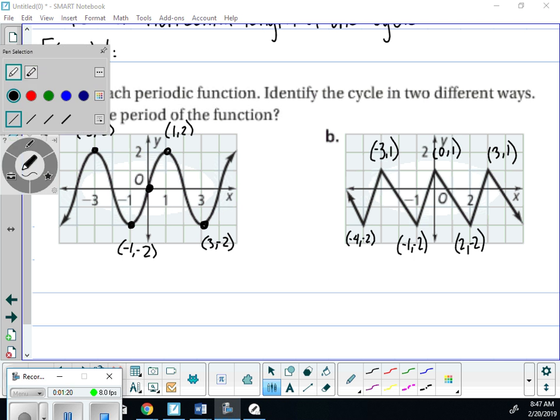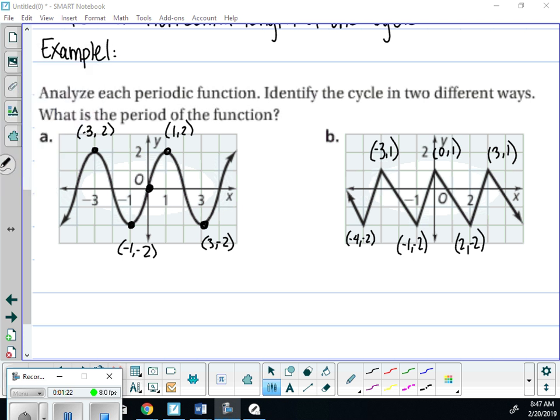So if you look at the function, pick a starting point. It doesn't matter what you pick. I'm going to pick way on the left-hand side of the graph so we can do it twice. Way down here, it starts at -2, right? So for one cycle, I'm going to trace the graph until I get back to -2. That would be one cycle.